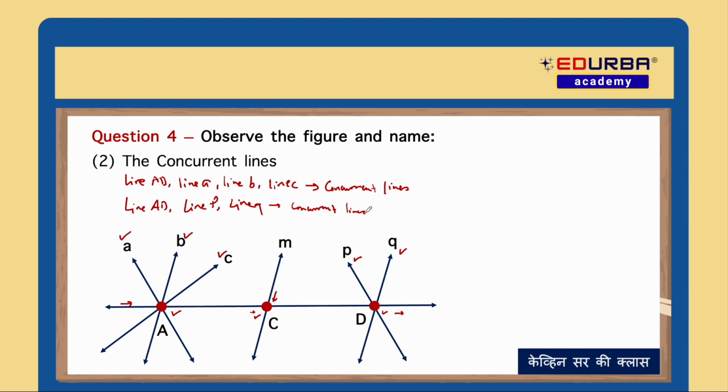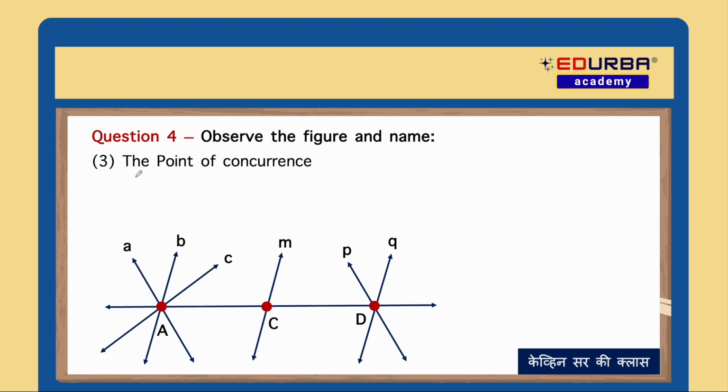It's very easy to find it. You have to look at each point and find out how many lines are passing through that point. If the number is 3 or more, then we can say that these lines are concurrent lines. Similarly, we have to find out the point of concurrence, which is very easy because we already know that if 3 or more lines are passing through one point, that point is point of concurrence. And we have already found out that these were concurrent lines here and here. So that means point A and point D were our point of concurrence. So let me write it here. Point A and point D are our point of concurrence.